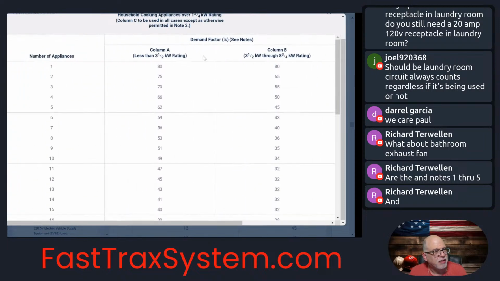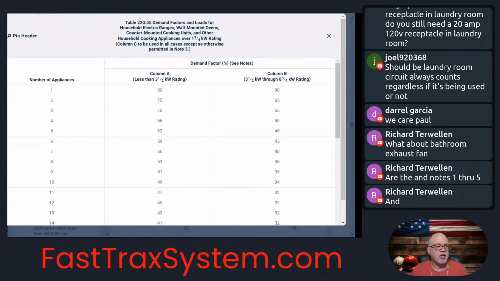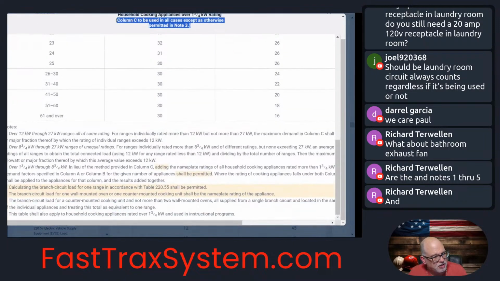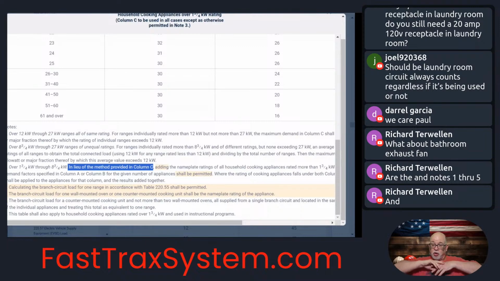All right, so now for us, since we're going to be able to use column B, because ours is both a 7 and a 6, so it falls nice and nifty between these two values, we're going to use this rule and says that we can use note 3. And the reason for that is if you come down here and look, for note 3, it says if it's over 1 3/4 through 8 3/4 kW, it says in lieu of the method provided in column C. So that confuses people, but that's what in lieu of means.